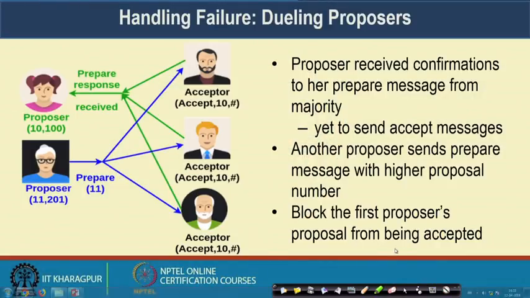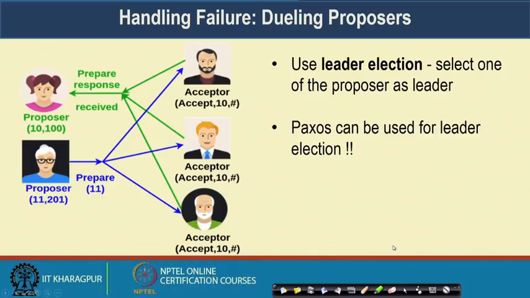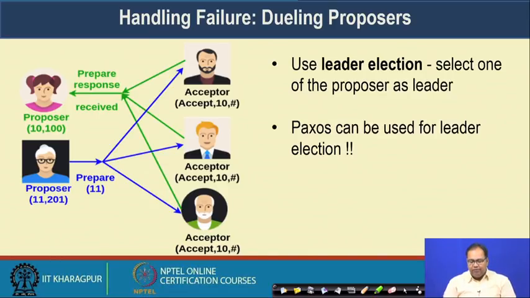Now, to break the tie here, we use certain other numbers or certain other identities which will help me to break the duel. So, whenever you are getting dueling proposals, you block the proposers who have lower IDs. You may break the ties based on the ID of the proposers. To do this, to decide which particular proposer you are going to block, you need to execute certain algorithms. So, you can have a leader election algorithm. This leader election algorithm can select one of the proposers as a leader.